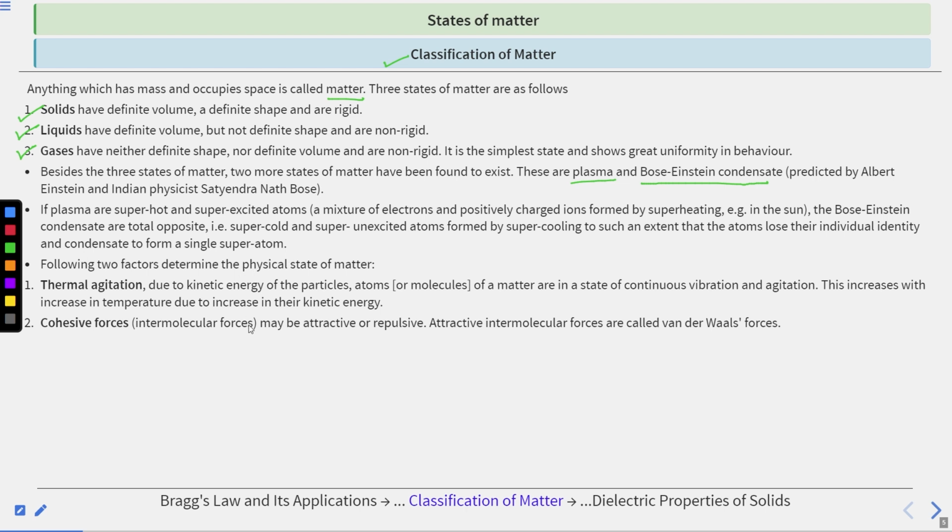The following two factors determine the physical state of matter: thermal agitation and cohesive forces. Due to the kinetic energy of the particles, atoms or molecules of matter are in a state of continuous vibration and agitation. This increases with increase in temperature due to increase in their kinetic energy. Cohesive forces may be attractive or repulsive. They are intermolecular forces, and attractive intermolecular forces are called van der Waals forces.